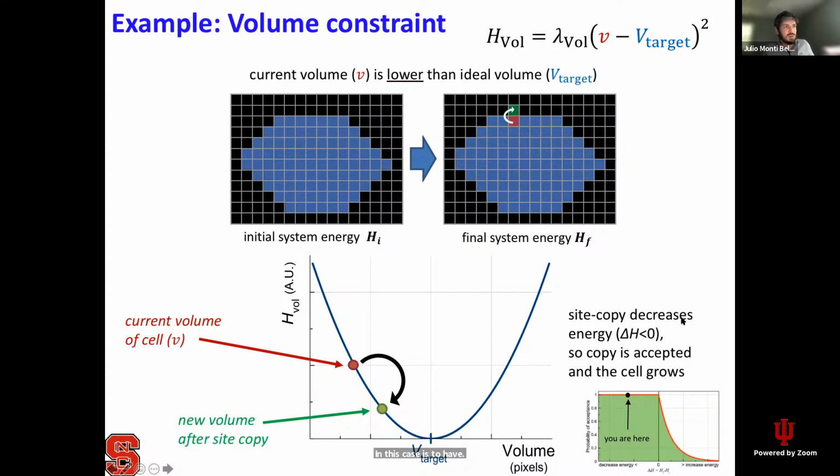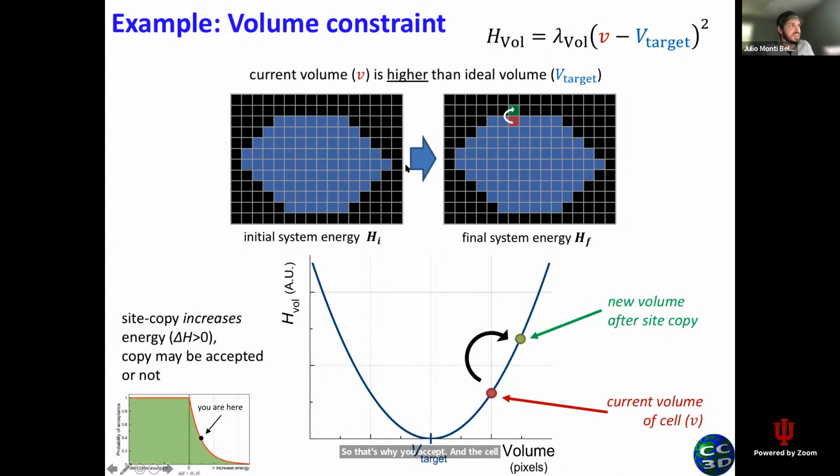So this site copy decreases the energy, because you're moving this closer to this, so this difference here is getting smaller. The delta energy of this site copy is negative, so you are driving towards its target behavior. You are in a region where you always accept the pixel copy attempt. So that's why you accept, and the cell is now a little bit bigger than what it was before.